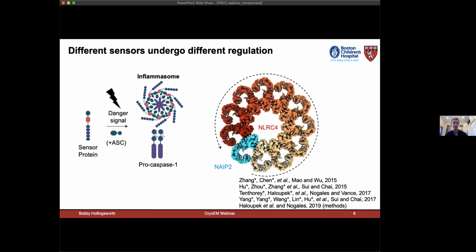For example, in the NAIP-NLRC4 inflammasome, these NAIP sensor proteins bind their cognate ligands and undergo conformational changes that lead to the recruitment of NLRC4 and its oligomerization, and then this platform can recruit downstream signaling effectors and adapters.